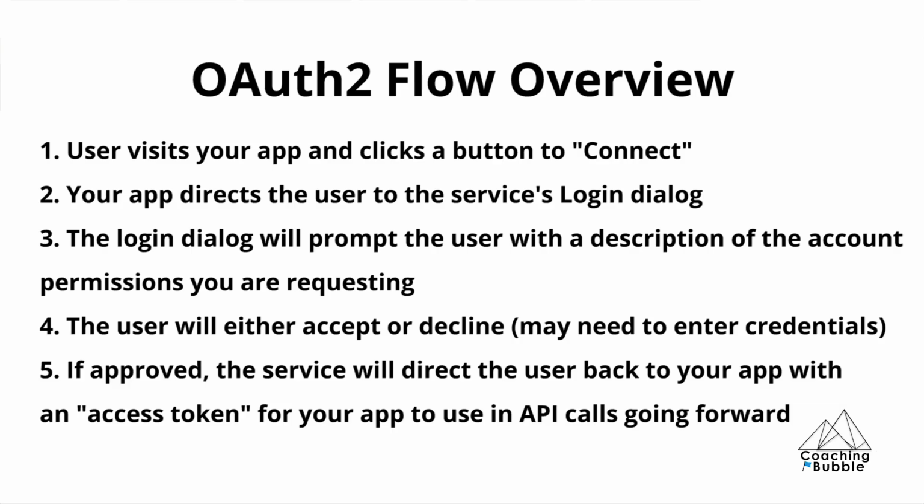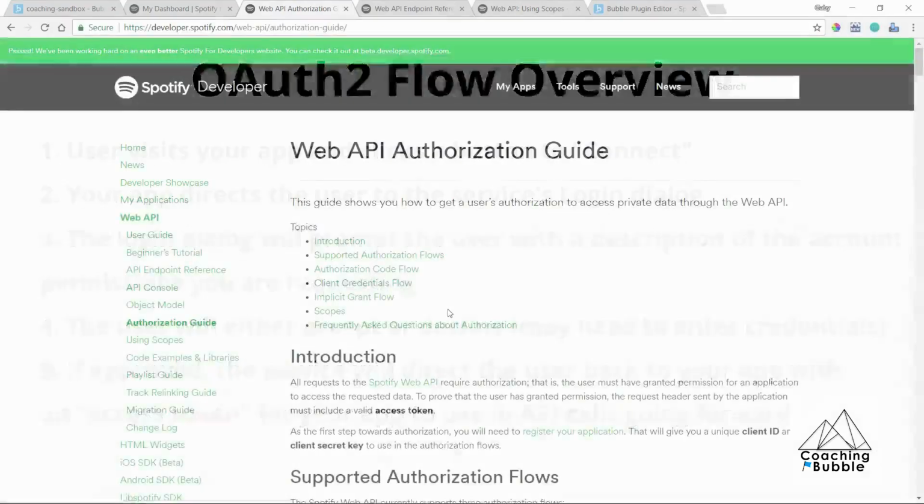Okay, so again, the user comes to your app, they click a button to connect. You then trigger navigating them to Spotify. Spotify says, hey, this is the permission that this app is requesting. Is that okay? The user will say yes. Spotify will say, great, I'm going to send you back there now with an access token for that application to use for anything involving you. And then they come back and then they're authorized, and then you can move forward from there.